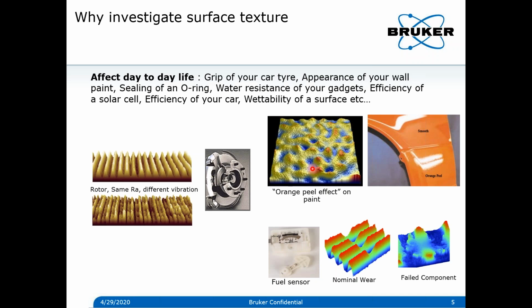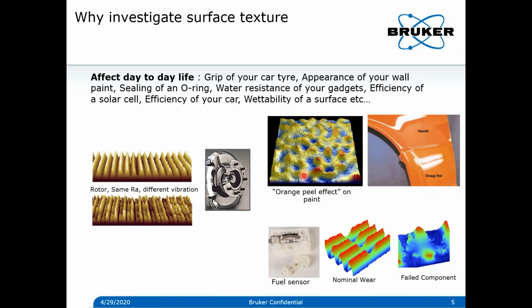So why are we interested in surface texture? The simple answer is that it affects day-to-day life, because you have a car and it has a brake. You will be worried that when you brake, the system needs to stop at the right moment. If you look at the two surface textures measured over here, these two surfaces will have the same Ra, the average roughness, but they perform differently.